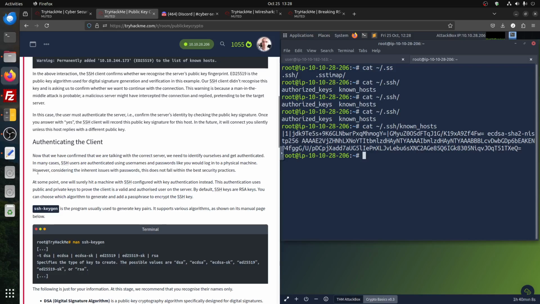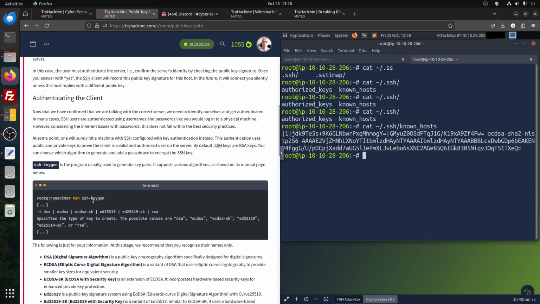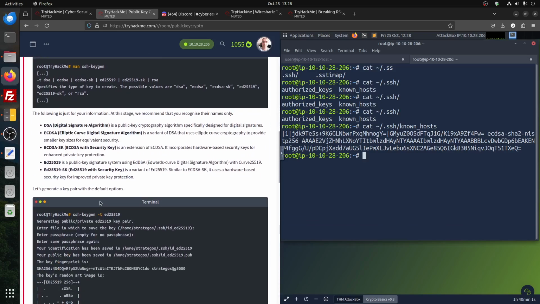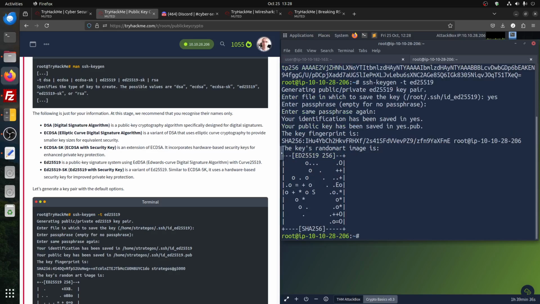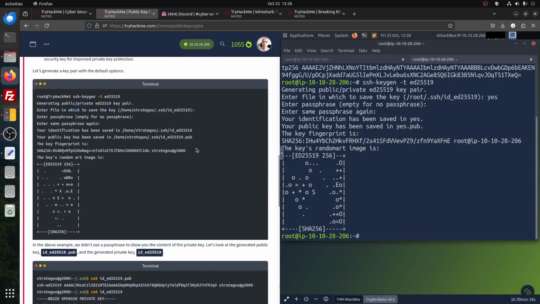Okay, now that we have confirmed, this is the SSH key agent. Where should we generate them? Let's generate them here. ssh-keygen -t. Usually I do RSA, but let's follow the room, ed25519. Yeah, just generate it there. Passphrase? I don't need a passphrase. No, all good.